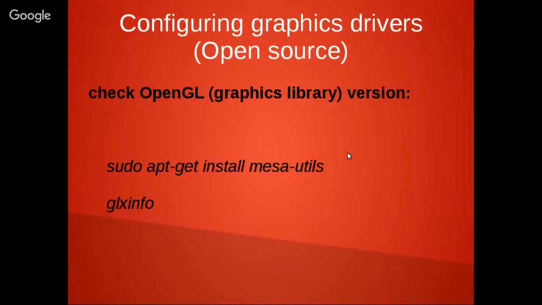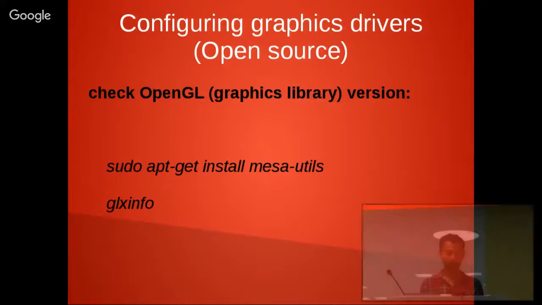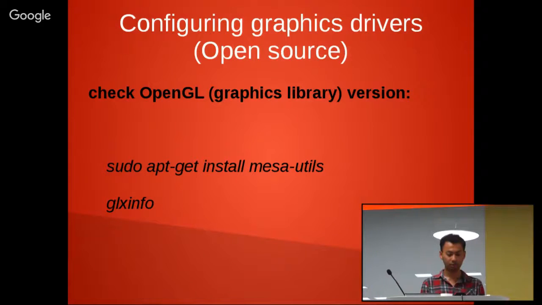So this is the same. You can check your OpenGL version using the glxinfo command, and this command by default is not installed on your system, so you have to install the mesa-utils package using the sudo apt-get install command.